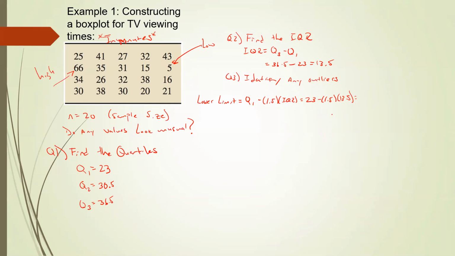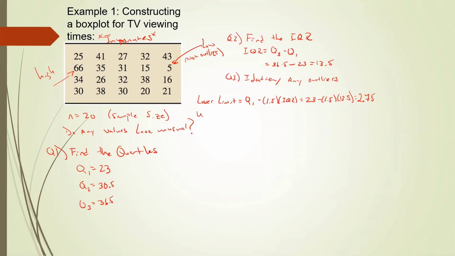I'm asking for help on this one. Got 2.75. Yeah, okay. Thank you, that's exactly what I got. So I'm saying the lower cutoff is 2.75. So look at the data set. Is there any value lower than 2.75? No. So even though we thought 5 was low, it's not an outlier. It's close, but it's not an outlier. That's why you need to do this testing, to make sure. So even though it looks close, not an outlier.